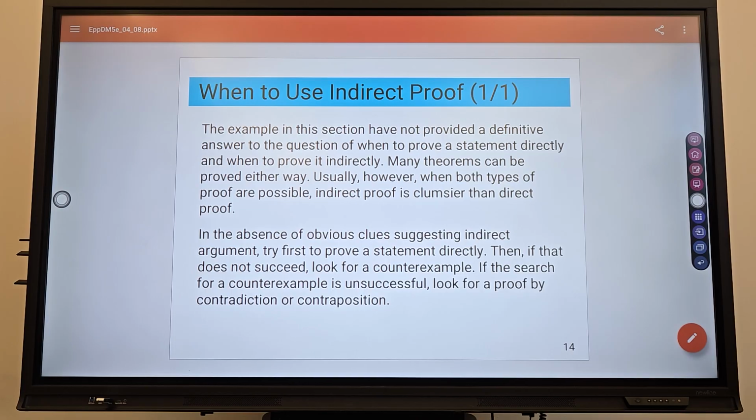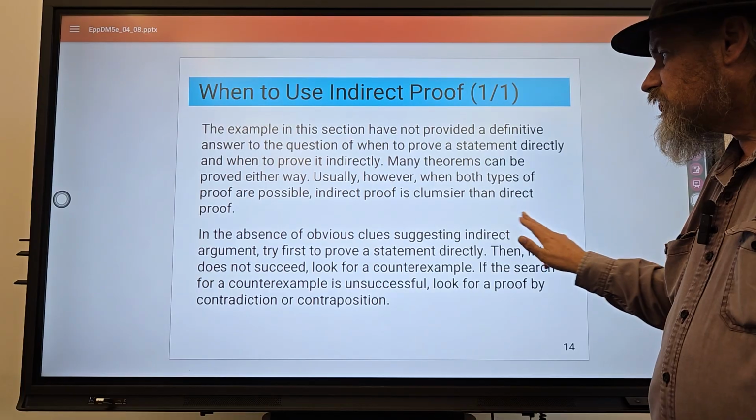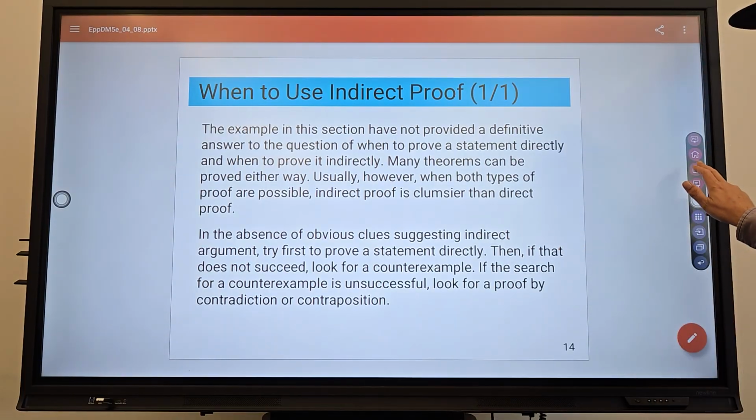Then, if that does not succeed, look for a counterexample. If the counterexample method is unsuccessful, look for proof by contradiction or contraposition. So contradiction and contraposition are basically methods of last resort. You don't want to necessarily start with those because they can be kind of clumsy and prone to errors, taking negations and such like that.